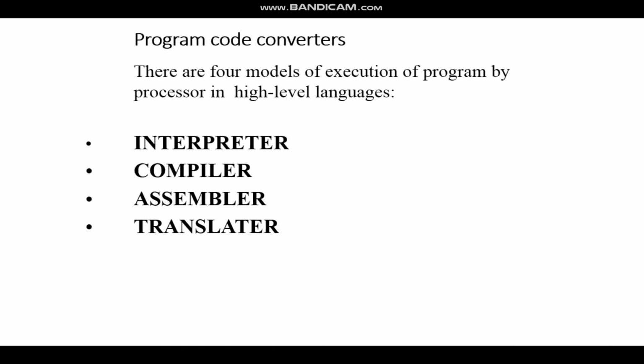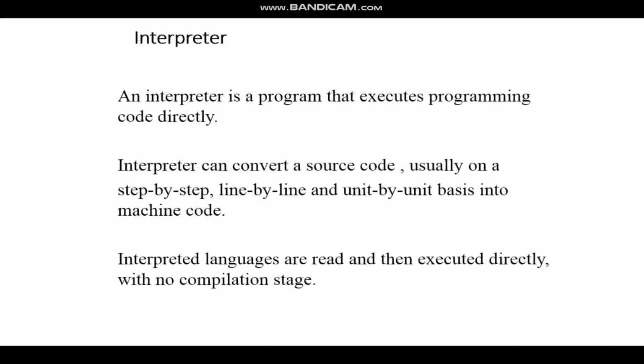An interpreter is a program that executes programming code directly. In C++, you might know much. If you do not know about C++, we will build C++ tutorials on the channel. An interpreter interprets source code on a step-by-step, line by line, unit by unit basis into machine code. Interpreted language is executed directly. It is not that you write all the source code, after that you compile it, and then the console output appears in front of you.